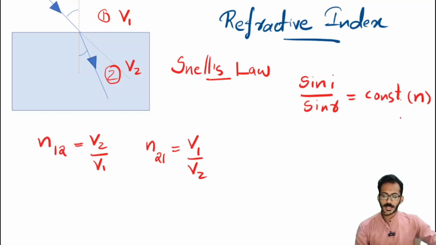This n is called the refractive index. Here it is the refractive index of the first medium with respect to the second medium, and here it is the refractive index of the second medium with respect to the first medium. When 1, 2 comes here, we write 2, 1. When 2, 1 comes here, we write 1, 2. Then there is one more thing.